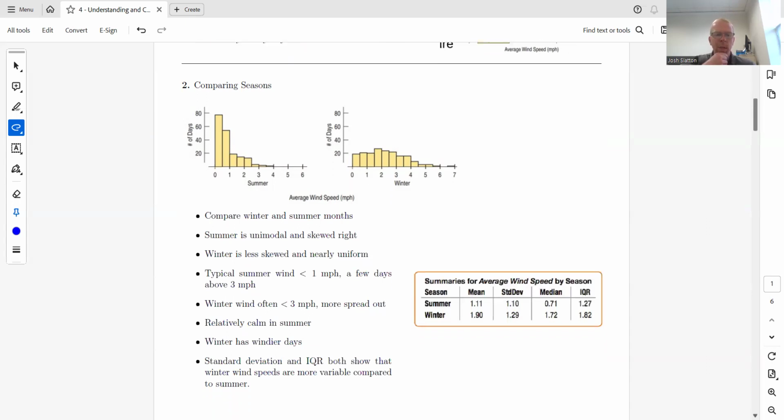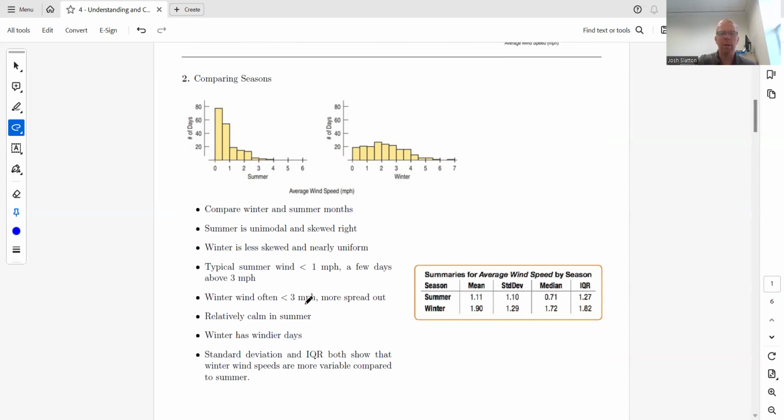And so just things you can notice: the summer is unimodal, skewed right. The winter is not very skewed at all. We might say we have a longer tail over this way, but not too much. And then it's also pretty uniform. This one is the tallest, but it's not much taller than any of the others. So I wouldn't even necessarily call that a mode. Typical summer wind, less than 1 mile per hour. We have a few days up here above 3 miles per hour. The winter, we really have to go up to 3 miles an hour before we get to most of the data, and more spread out.